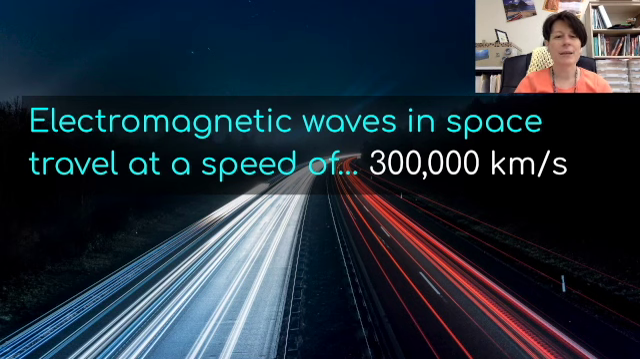And finally, electromagnetic waves in space travel at a speed of 300,000 kilometers per second. That is just really fast. That is why radio communication is so fast. Now, over the distances of the universe, there are delays. So we get things like our light year, where it takes light a year to get to us from that distance, and things like that.